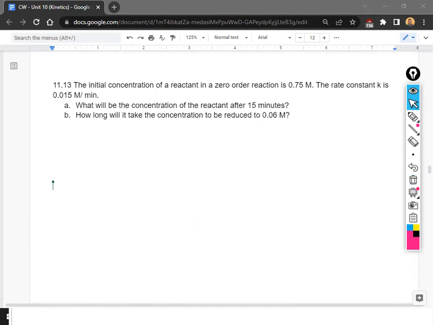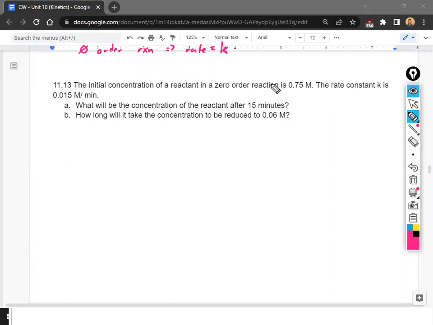Now this one is gonna require you to do some maths. So I will give you about 5 minutes to try this one, and then we'll go over it. For this one, we want to start off by identifying our variables. I always recommend writing down the variables and labeling them. It says the initial concentration of a reactant in a zero order reaction. The first thing we need to write down is that this is a zero order reaction. That means the rate is independent of the concentration of the reactant, so its rate is just equal to K.